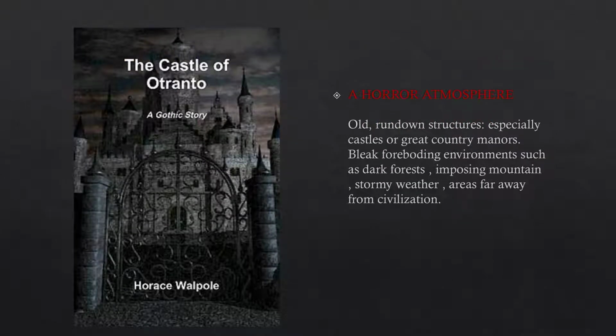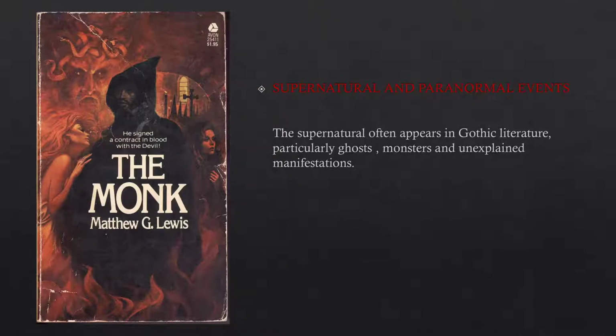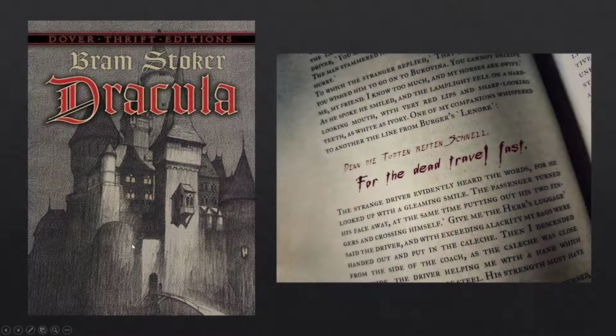And of course, a horror atmosphere is created with settings like old rundown structures and bleak environments such as dark forests, and the weather is always stormy or rainy, and the areas are far away from civilization in these stories. And there exist supernatural beings and paranormal activities that cannot be explained normally, just like in The Monk or in Dracula.